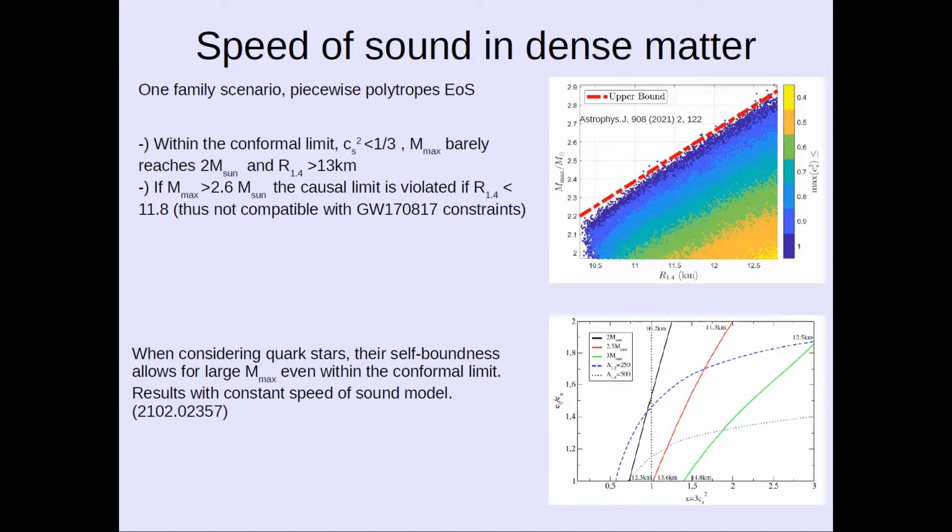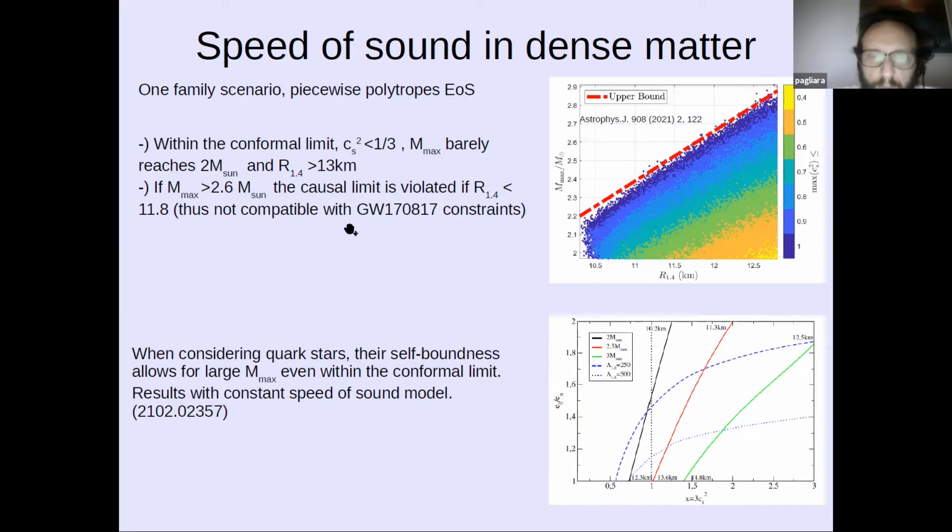Okay, so again, then I go to the conclusion directly, maybe. So just to say that 2.6 solar masses and 11.8 kilometers is at odds with the results of GW170817. Okay, so there is a tension.